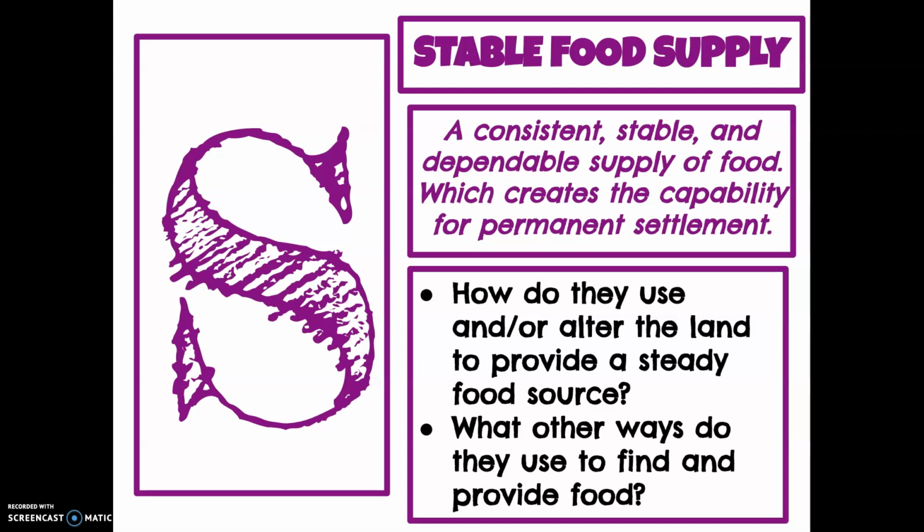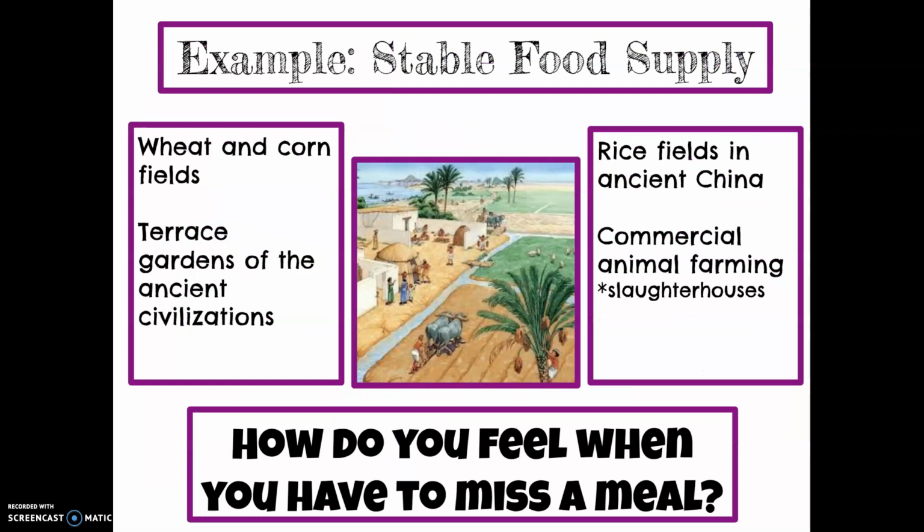Think about a day when you've skipped a meal or you've skipped a couple meals. Can your brain function as well as it would on a full stomach? And that is what happened and why civilizations weren't created until there was the capacity to have farming, to have animals that would work as well for a steady food supply. So some examples are some of the civilizations that we'll discuss, like the terrace gardens of the ancient civilizations.